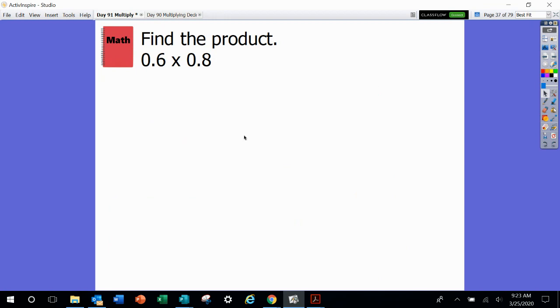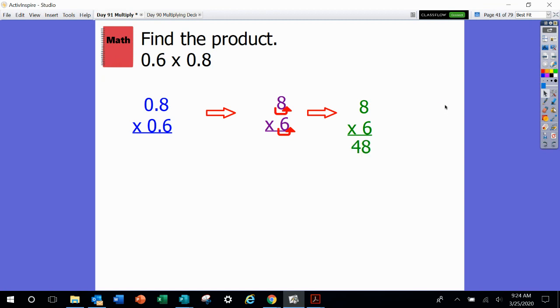So let's go ahead and look at this next problem. Again, it's in your notebook. Find the product of 6/10 times 8/10. I chose to put the number with the greater value on top this time. And I have a total of 1, 2 digits behind the decimal total in my problem. Well, 8 times 6 gives me 48. Those are the base numbers I'm going to use.